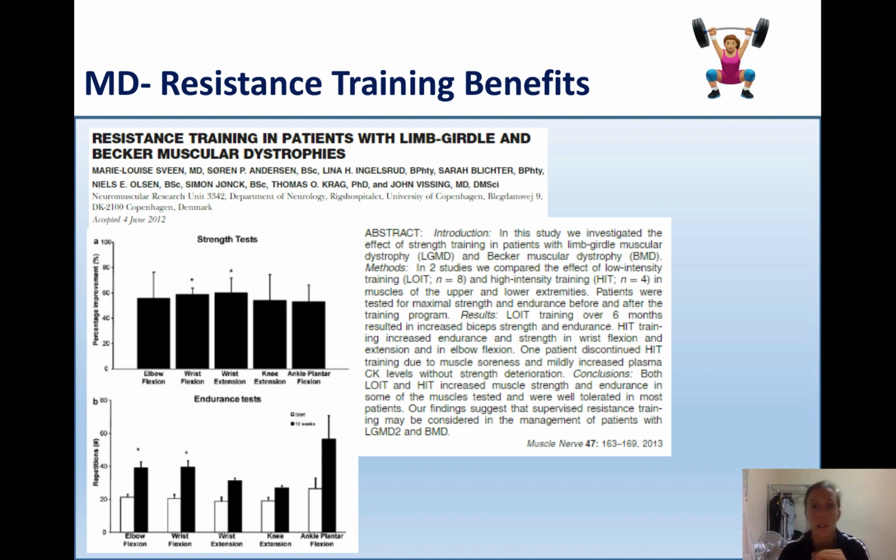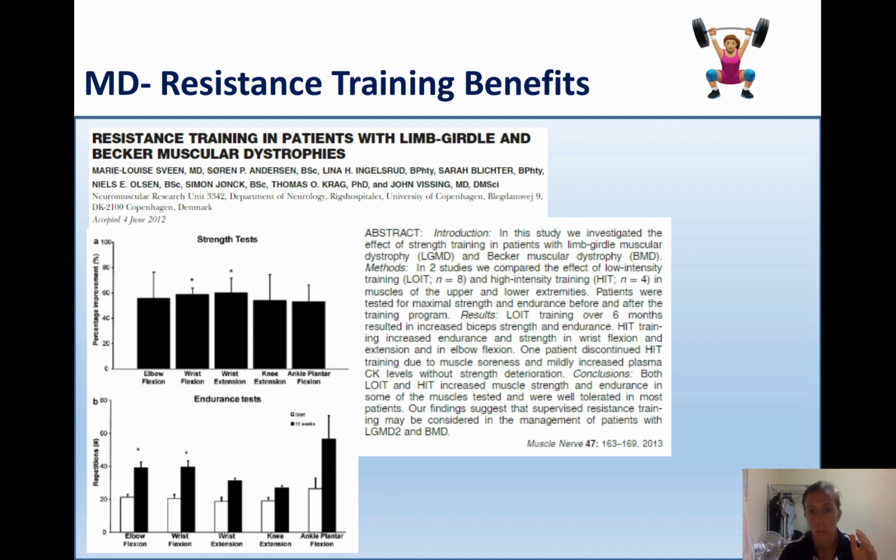So one study here is looking at the resistance training benefits. As we said, the research in this area is extremely limited, but resistance training in patients with limb-girdle and Becker muscular dystrophies. Now, we haven't spoken to limb-girdle today. Again, it's just another type which you can read up on if you're interested. But obviously, we are interested today in the Becker muscular dystrophies.